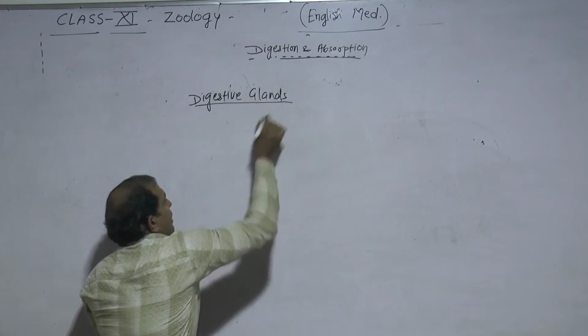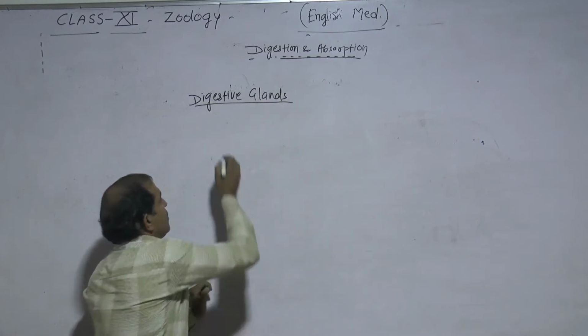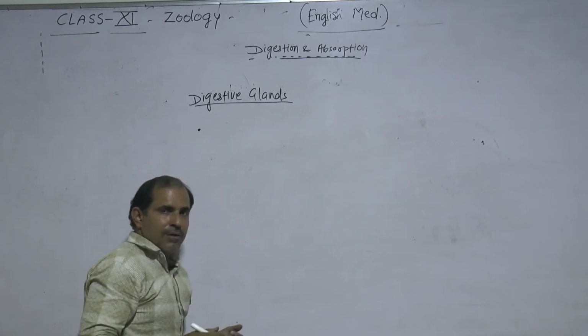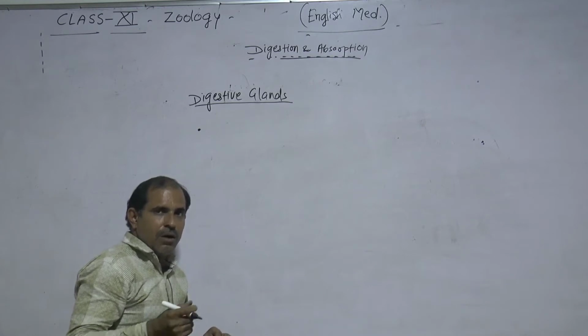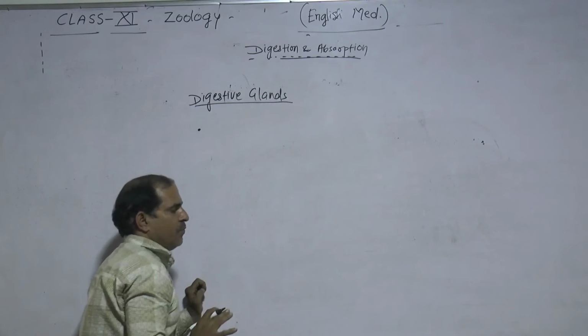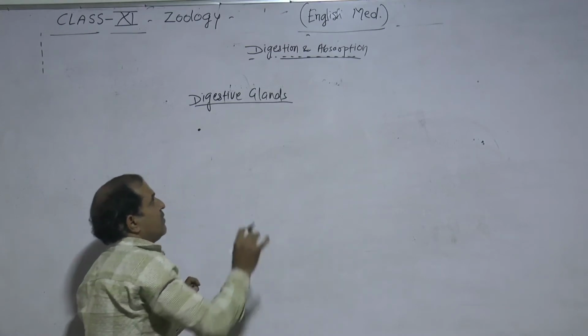Digestive glands. Now in the animal kingdom, we will talk about all animals, not only humans. In all animals, different types of digestive glands are present.